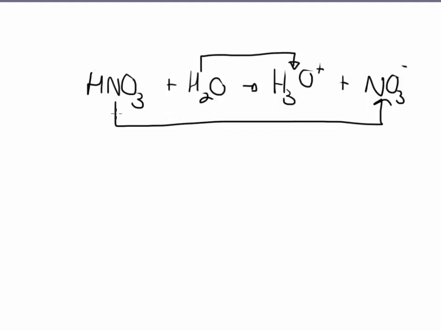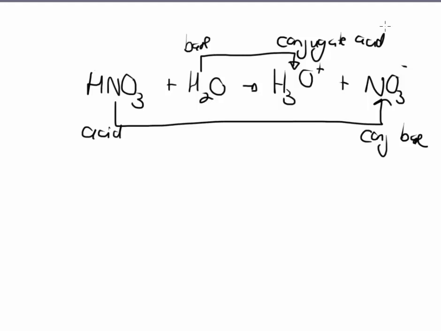So HNO3 is my acid and NO3- is my conjugate base. Here H2O is my base, because it accepts a hydrogen from HNO3, and H3O+ is my conjugate acid. You need to be able to identify conjugate acid and base pairs for your tests and exams.